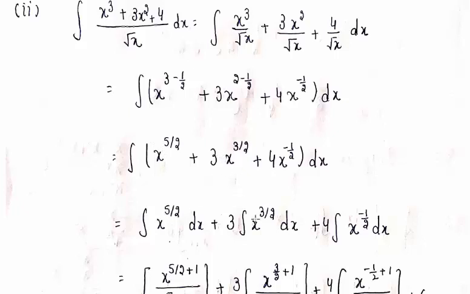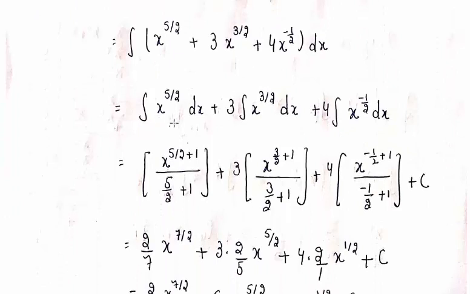From this, 3 is a constant, integration of second; 4 is a constant, integration of third. Then to solve this, again we apply the formula, integration of x raised to power n. Integration of x raised to power n is x raised to power n plus 1 over n plus 1.